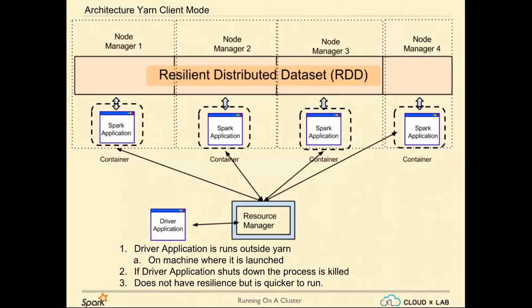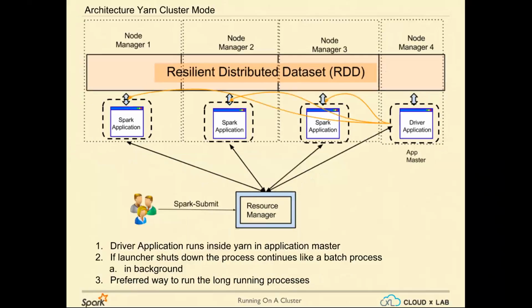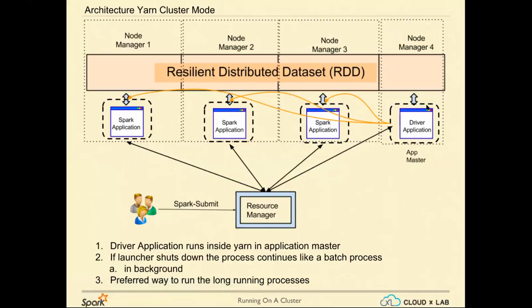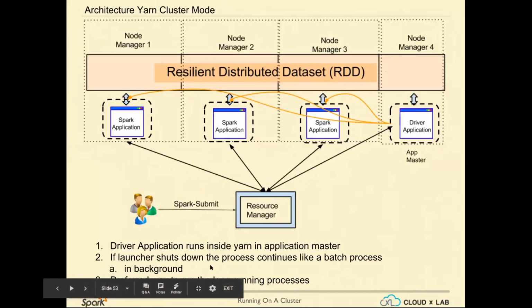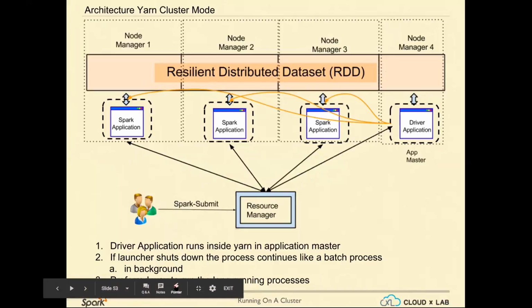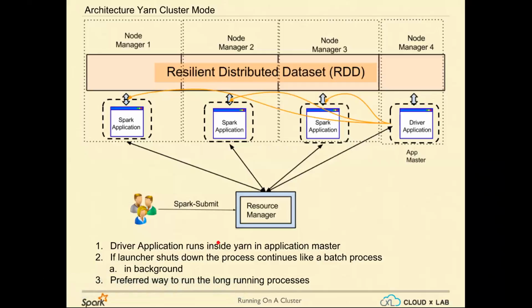But in the other mode, the cluster mode, the driver application runs inside the yarn application master. Let's say this user has given the Spark submit with the yarn cluster mode, then your driver would be running inside one of the nodes. If the launcher shuts down, as in this user disconnects, then the process continues like a batch process in the background. This is the preferred way to run a long running process.